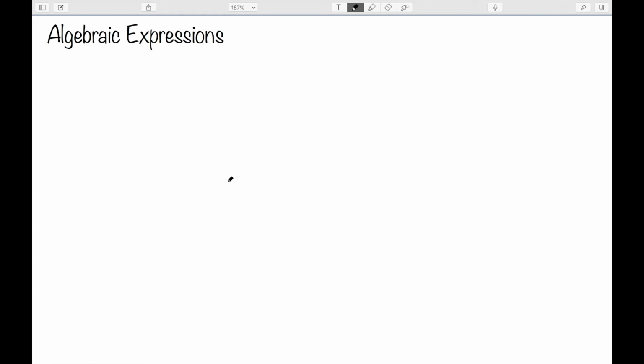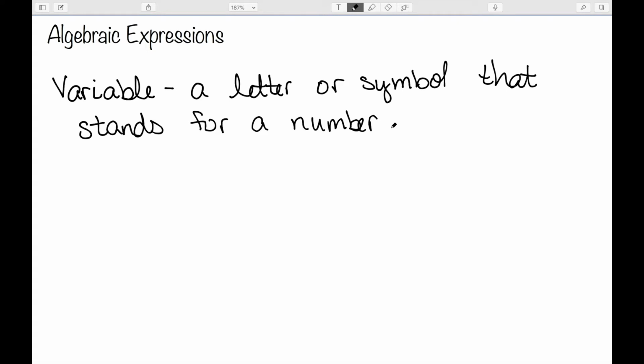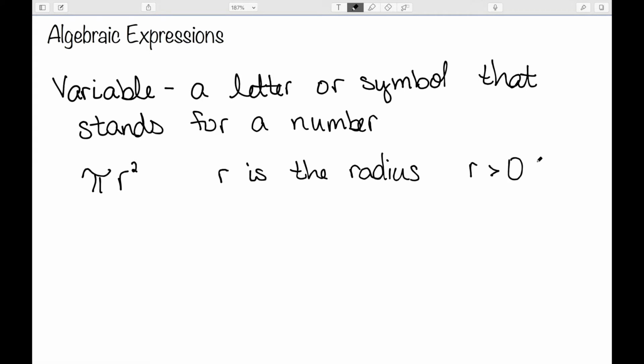In this video, I want to talk about algebraic expressions. First, I need to define a variable. A variable is a letter or symbol that stands for a number, and these numbers might have specified values or specified ranges. For example, when I talk about the area of a circle, and we say pi r squared, r is the radius, and we understand that r has to be a positive number since the radius of a circle cannot be negative.